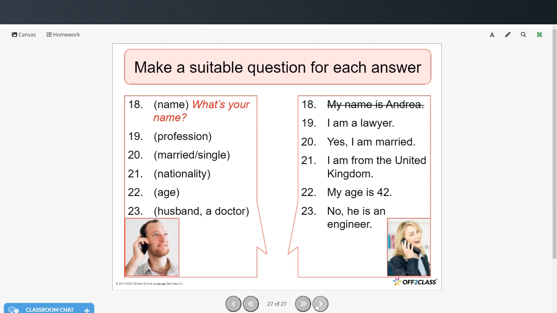So now see if you can make a suitable question for each answer. So for name, what's your name? So go ahead and try these on your own and then restart when you're ready to check your answers.